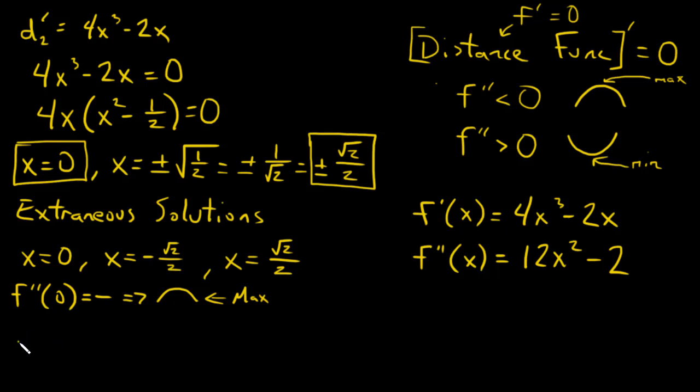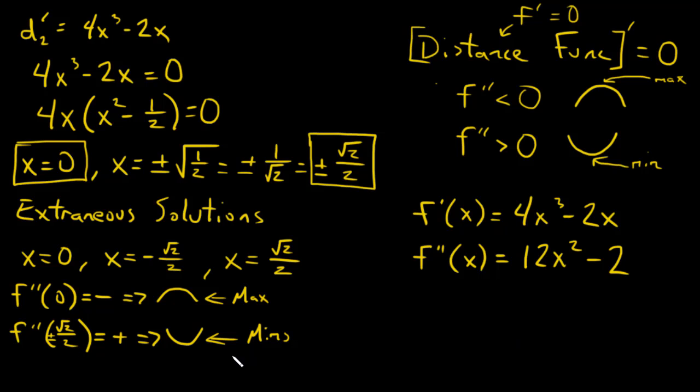Let's try these though. F double prime of root 2 over 2. Well, I can do plus or minus because I'm going to be squaring it. It's going to give me the same value regardless. But when I take root 2 over 2 and square it, I'm going to get 2 over 4, so 1/2, times 12 is 6, minus 2 is still positive. So since it's positive, that means that it is concave up, which means we have mins at those locations, which means that these are the actual shortest distances.